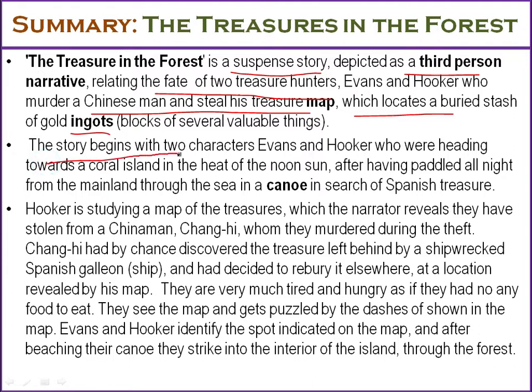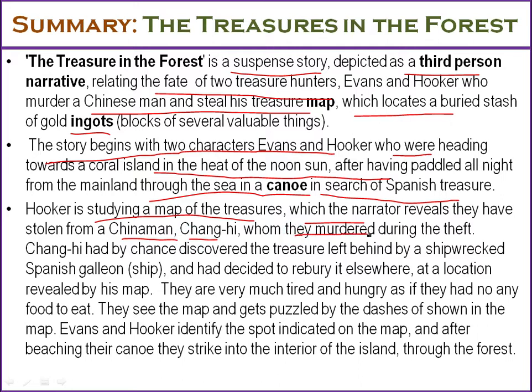And the story begins with the two characters, Ivan and Hooker, who were heading towards a coral island in the heat of the noon sun after having paddled all night from the mainland through the sea in a canoe. एउटा बोटमा प्याडलिङ गर्ने खालको बोट हुन्छ, in search of Spanish treasures. Hooker is studying a map of treasures which the narrator reveals that they have stolen from a Chinaman, Chang He, whom they murdered during the theft.